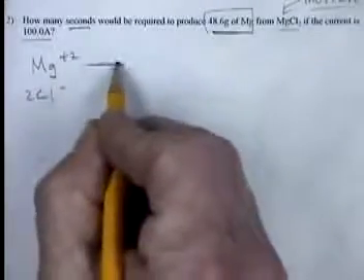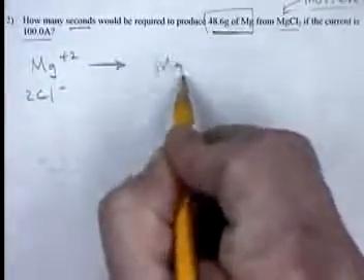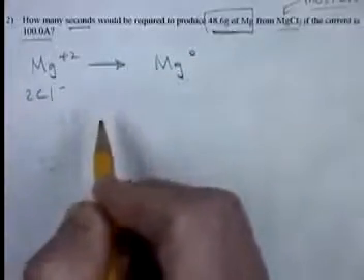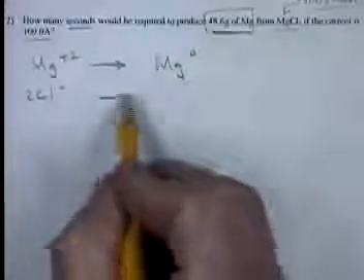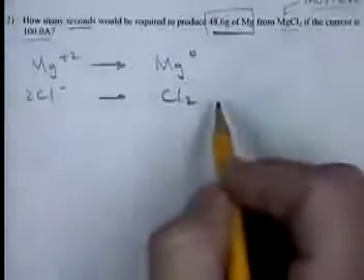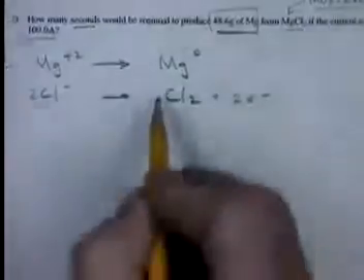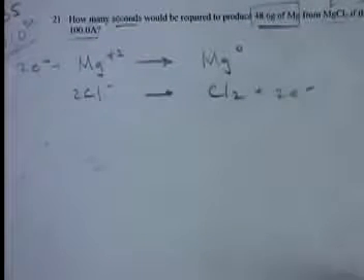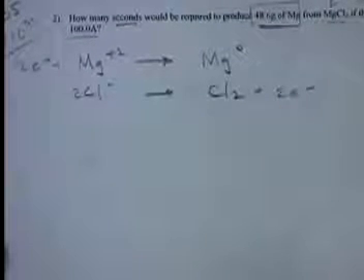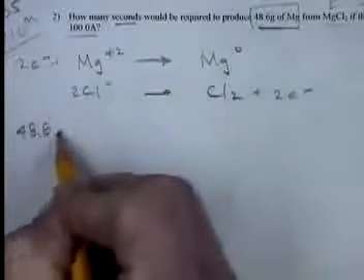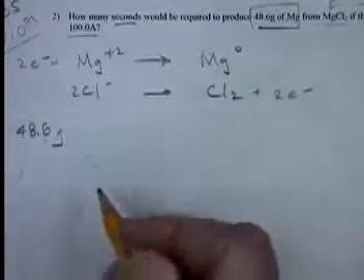So our balanced half reactions will be Mg2+ going to Mg solid, and then our chloride ion here will go to Cl2, and in this case we're gaining 2 electrons, and in this case we're losing 2 electrons. Those are our balanced half reactions. Next, to take it to the amount that we have, 48.6 grams, let's convert that to moles.